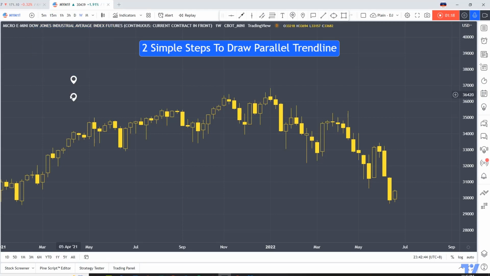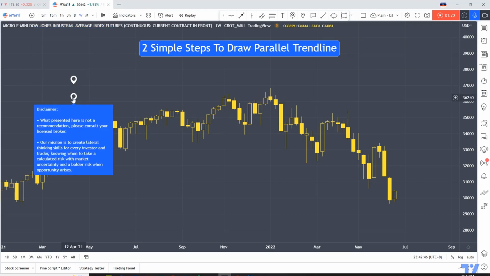Before we get into that, a disclaimer: what is presented here is not a recommendation, so please consult your licensed broker. My mission is to create lateral thinking skill for every investor and trader, knowing when to take a calculated risk with market uncertainty and a bolder risk when opportunity arises.